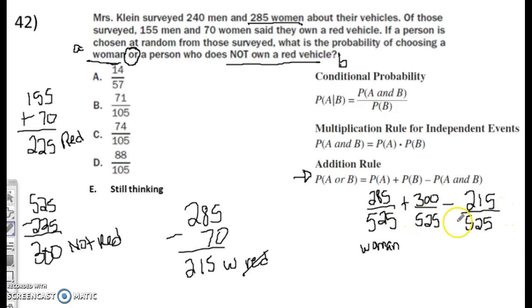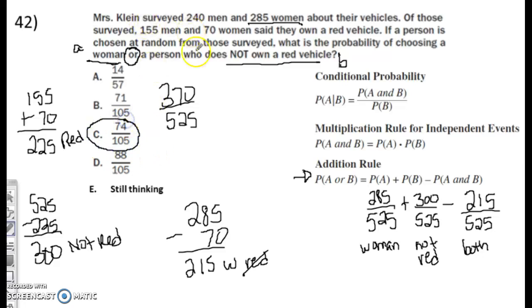And here they all have a common denominator, which is great. You can just add and subtract the top. So 285 plus 300 minus 215. That's going to give us 370 over 525. And now, since it doesn't exactly match my answer options, I'm just going to turn it into a decimal. If you have a calculator that reduces it for you, if you can hit the fraction button on your calculator, your life's going to be way easier because it'll automatically reduce that to 74 over 105.